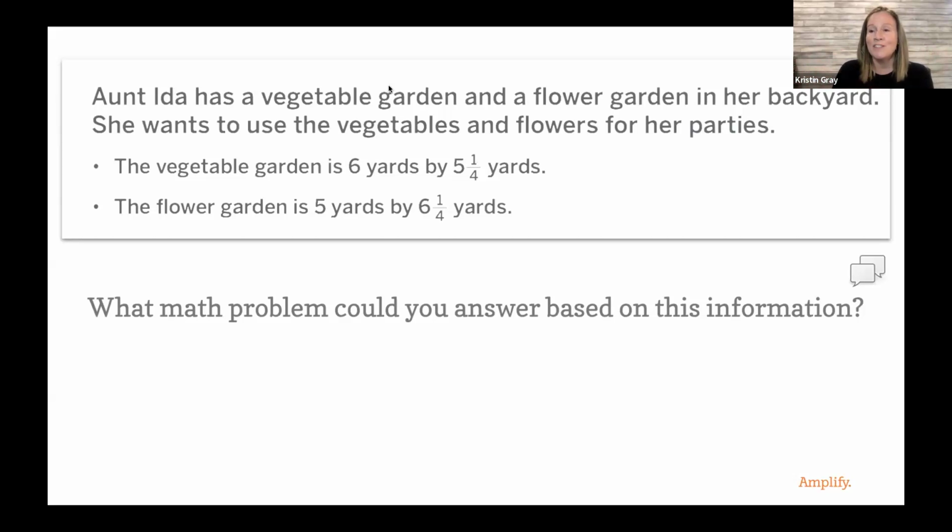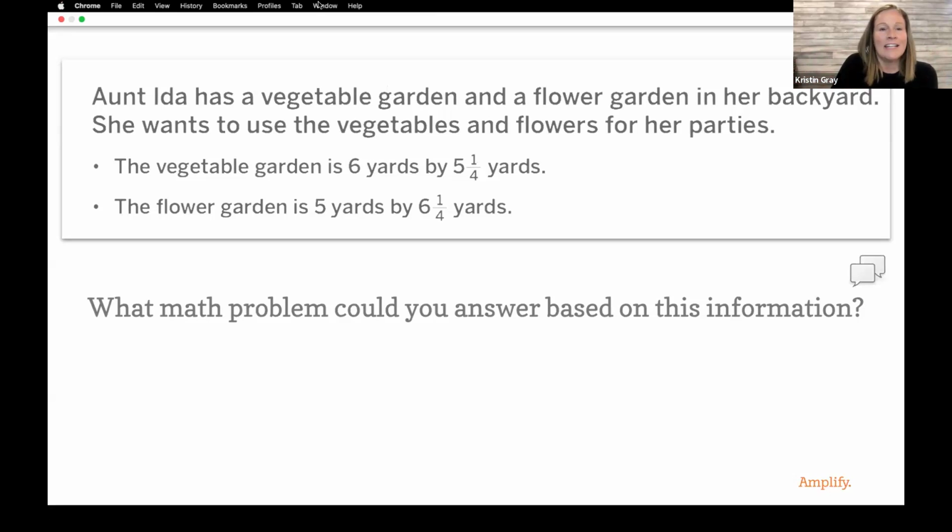And what I would love to see in the chat is I would love for you to pose a math problem that you could answer based on this information. So just take a minute, and if you think of more than one, feel free to put them in there in the chat. What problems could you answer based on the information on the screen?